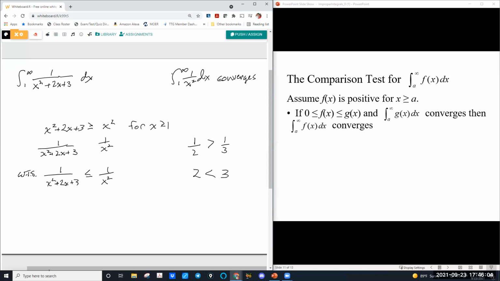When you flip the two sides of an inequality, it flips the inequality. We have now what we want to show. All right. And so now we can say the integral from 1 to infinity of 1 over x squared plus 2x plus 3 dx converges by the comparison test. CT, you're going to see I use a lot of acronyms, especially when we're writing proofs. CT, I'm just using for comparison test.